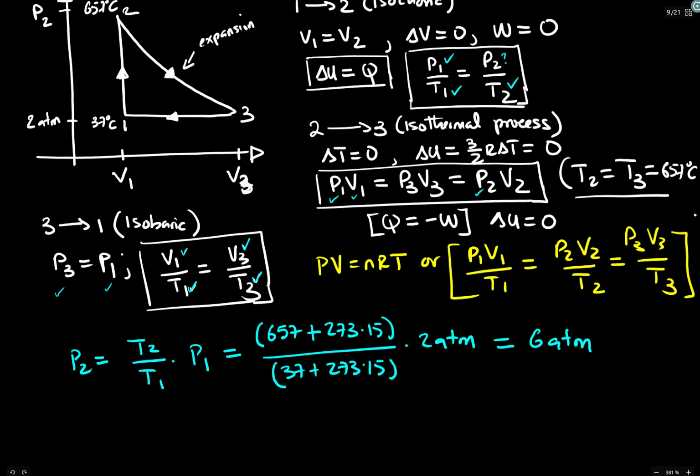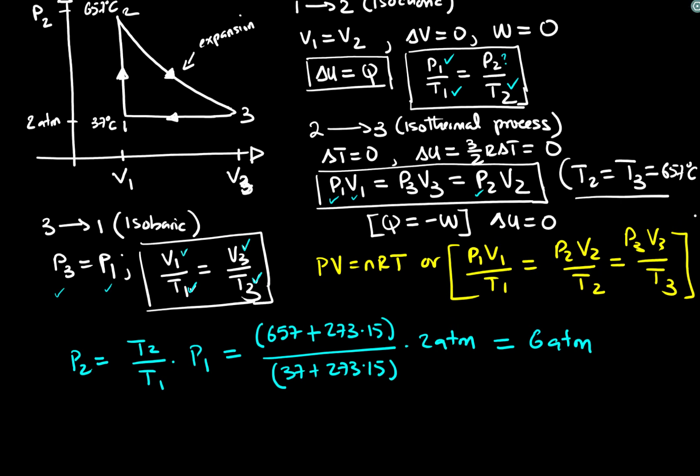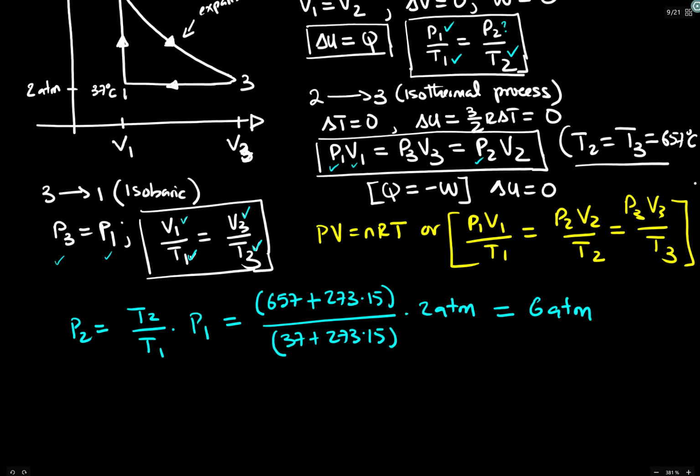So how can we calculate V3 or V2? That can easily be done given the fact that PV is equal to nRT. This would mean that V is equal to nRT all divided by P. Now, here's the deal. The units of P determine the units of R that you would use.